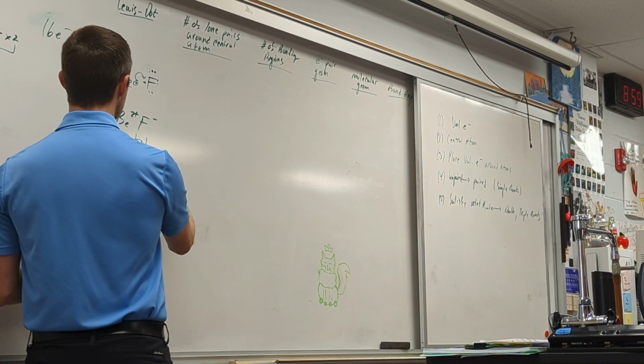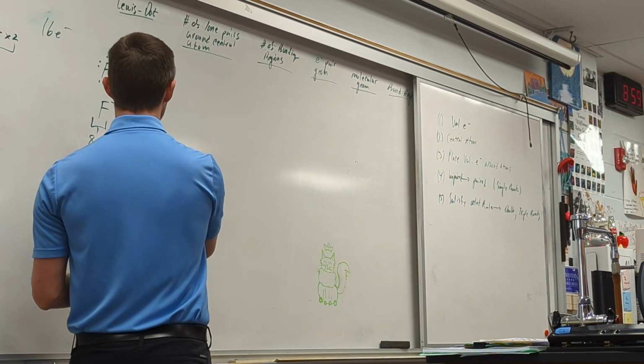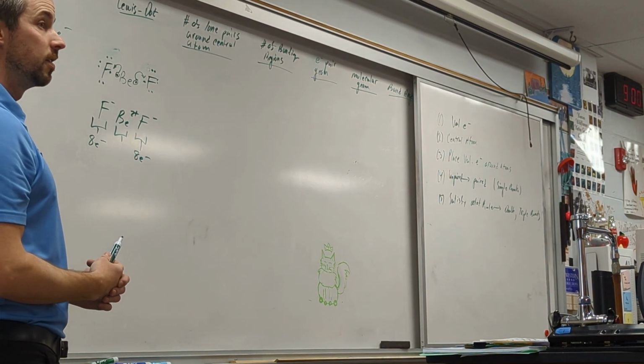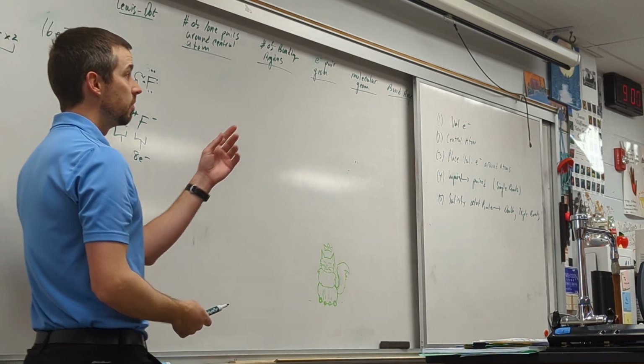8. Right? 8. How many for beryllium? No trick question. 2. How do you know? You're right. Yeah, there you go, perfect. Beryllium is in group 2A.